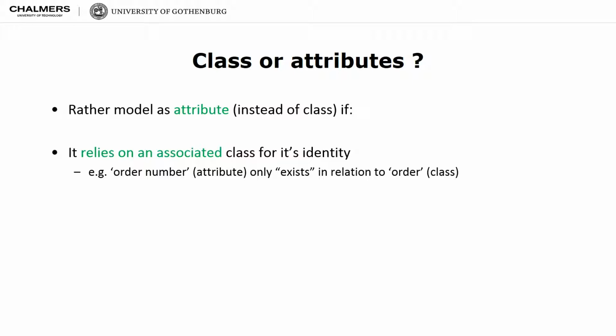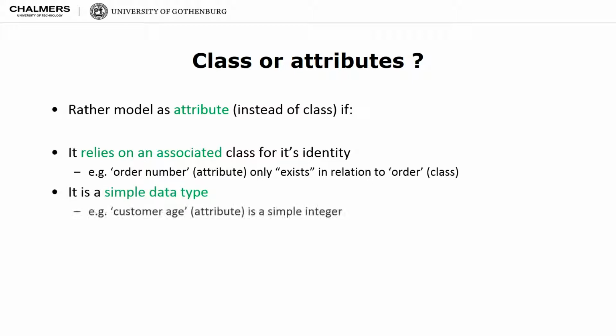class. Also, you don't want to pollute the domain model with too many classes, because then it will not be readable. So for instance, if the concept could be modeled as a simple data type, like for instance, customer age would be just a simple data type like a number, in this case it's probably a good choice to model that concept as an attribute and not as a class.